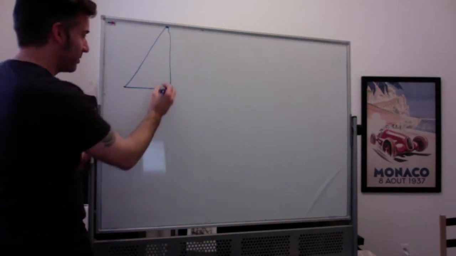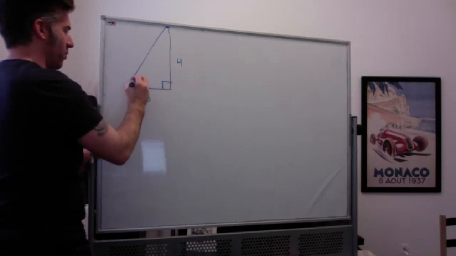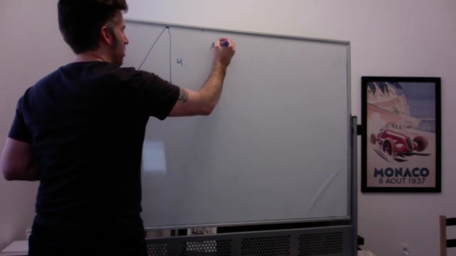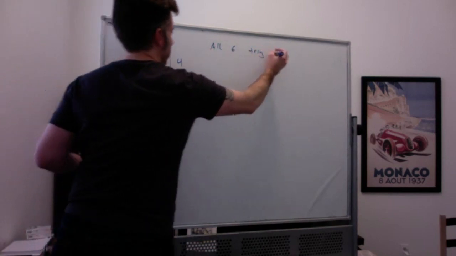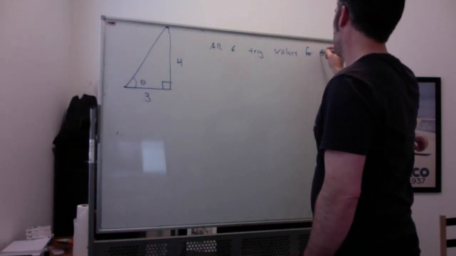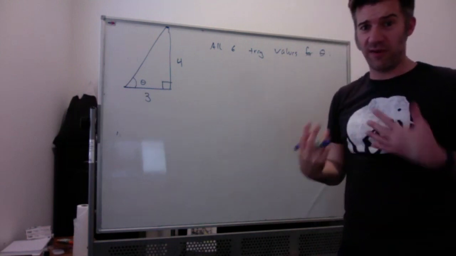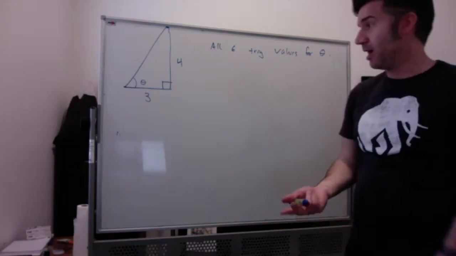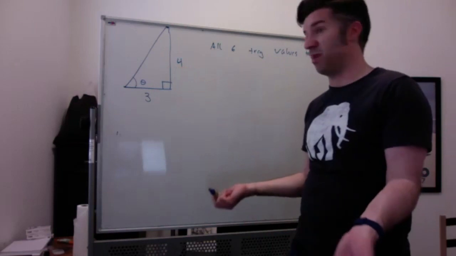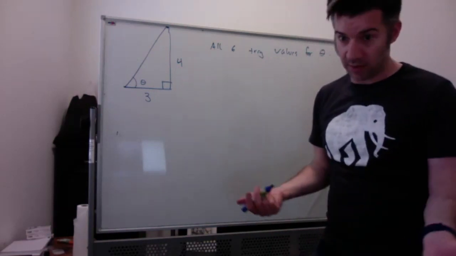Okay, we've got a triangle. The right triangle. And the side length here is 3 and the side length here is 4, and we're looking at this angle here. And I want to find all 6 trig values for theta. To be able to find all of the trig values for a particular angle, and I don't know what that angle is, right? It's just an angle. I mean, it looks like it's maybe bigger than 45 degrees, but smaller than 90 degrees. We don't need to know what the angle is.